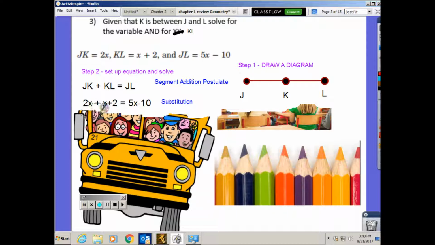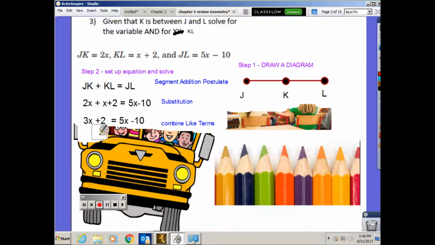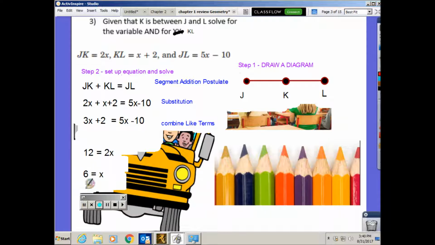So the first thing I would do is combine my x's, and I would get 3x, bring down the 2, equals 5x minus 10. So I'm combining like terms there. Now I would subtract 3x from 5x, that would give me 2x. I would add the 10 on both sides, so I would end up getting 12 equals 2x, and x equals 6. But I was asked to find the variable and solve for KL.